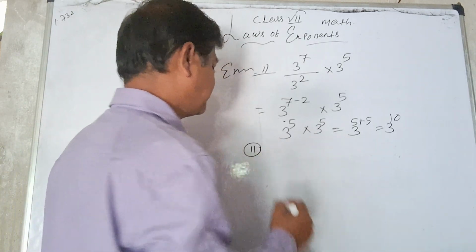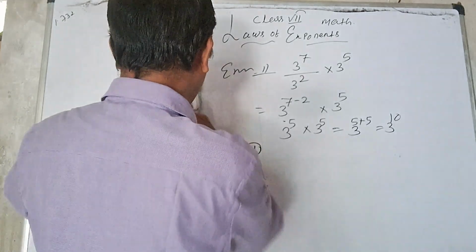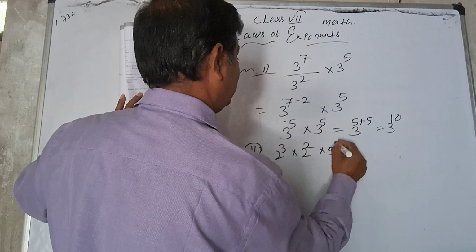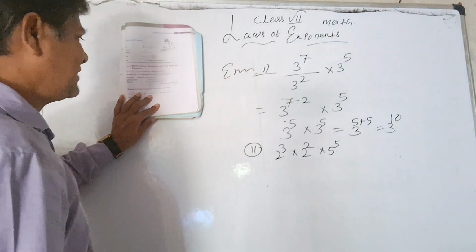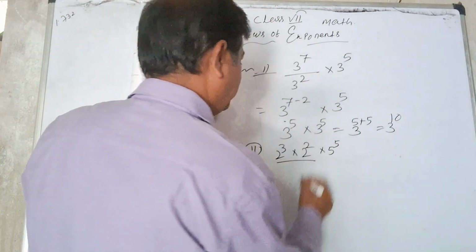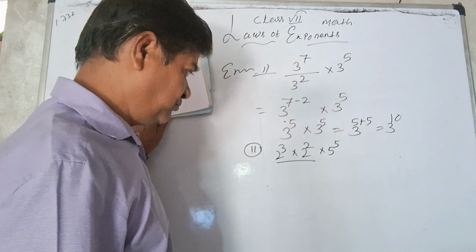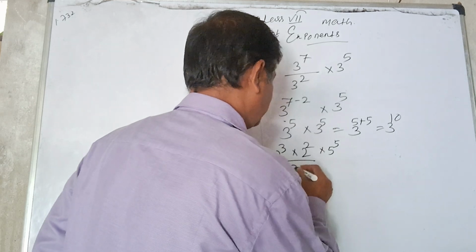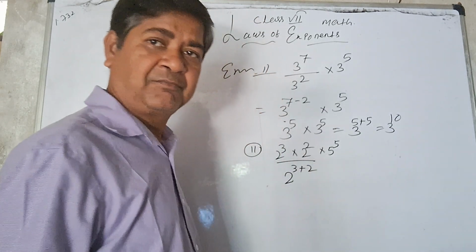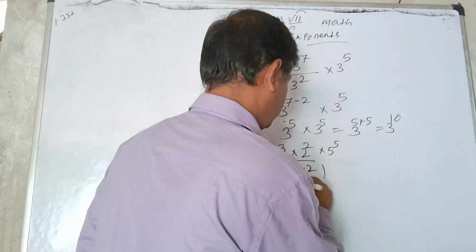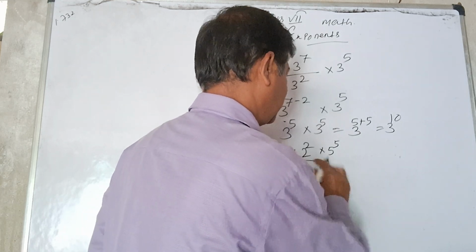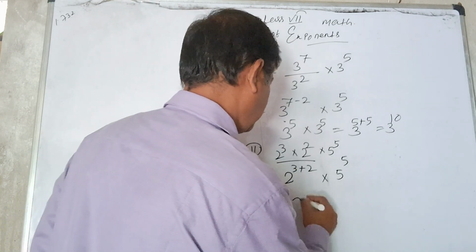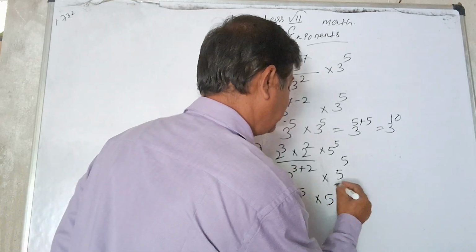Example 12. 2 to the power 3 into 2 to the power 2 into 5 to the power 5. What will be your answer? Here, base 2: 2 to the power 3 into 2 to the power 2, the answer will be 2 to the power 3 plus 2. Multiplication, so the power will be added. The bracket is not necessary. Into 5 to the power 5. The answer will be 2 to the power 5 into 5 to the power 5.